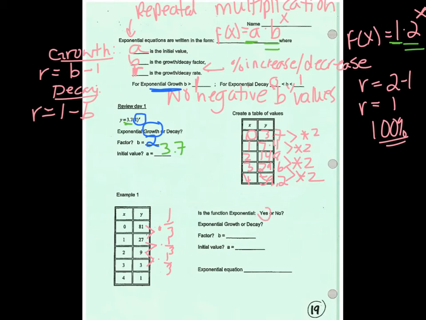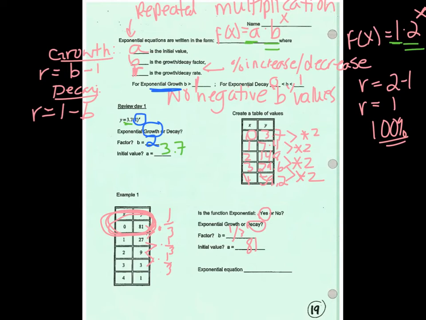So yes, this is exponential, and it's decay because the numbers are getting smaller. It's decay with a factor of 1/3, meaning I'm dividing by 3 each time, or I'm multiplying by 1/3. And my initial value, how much I start with, is 81. That always matches up with 0.